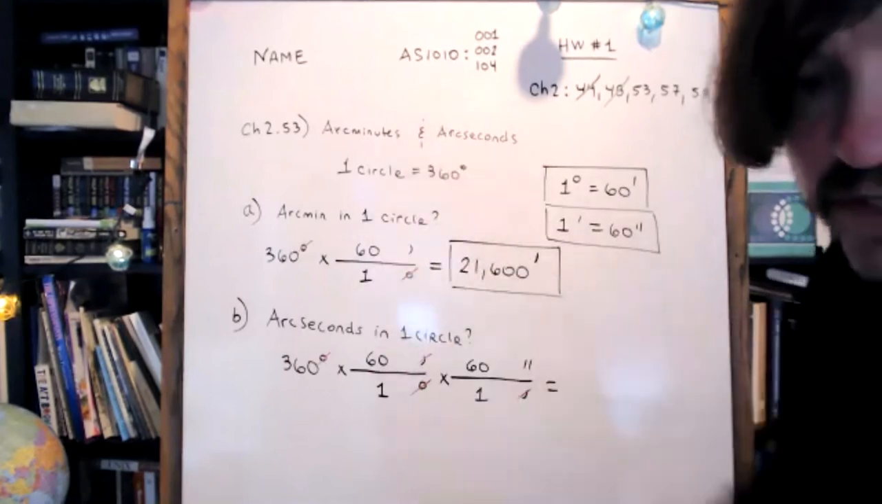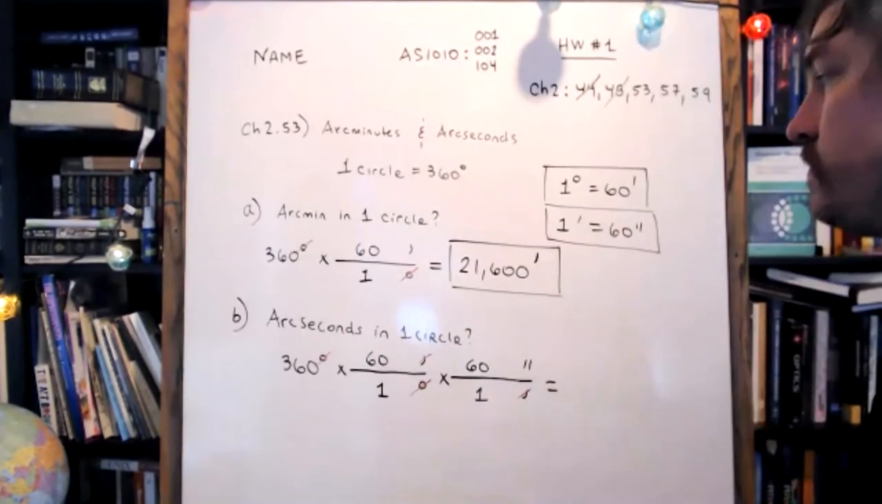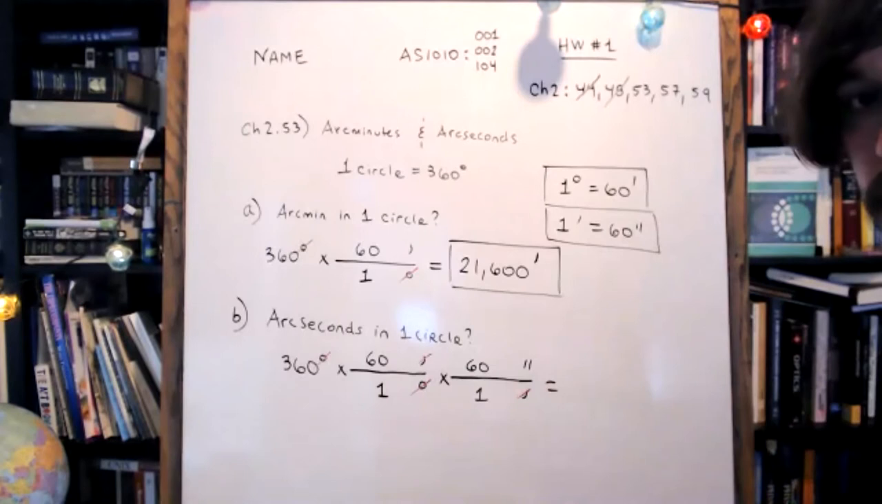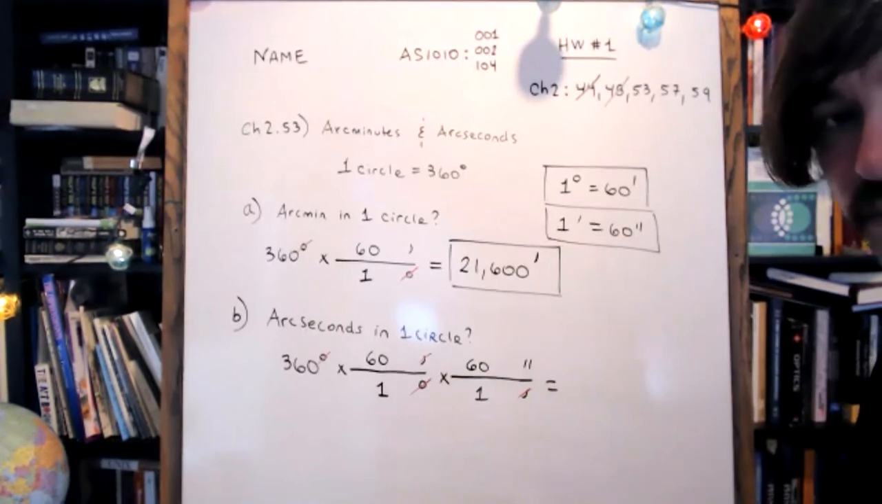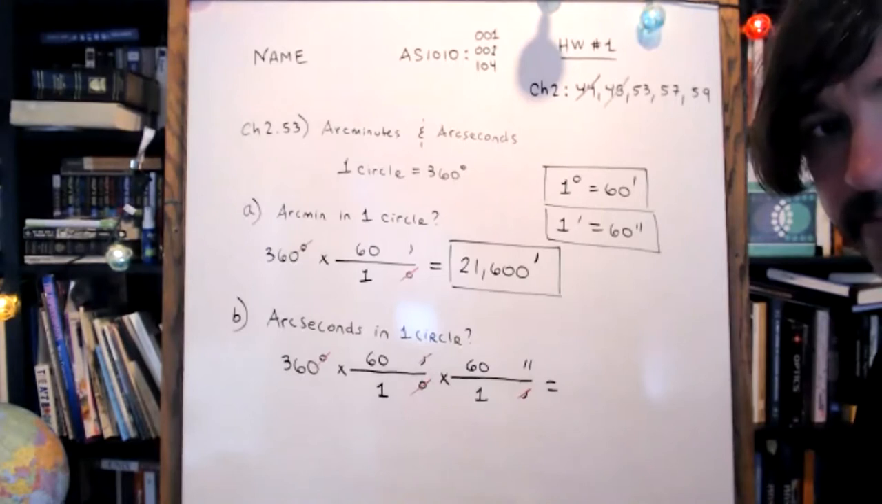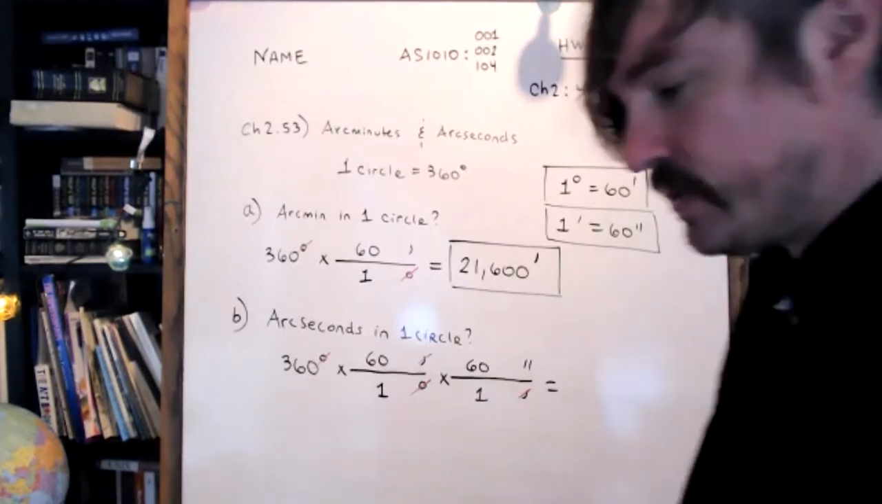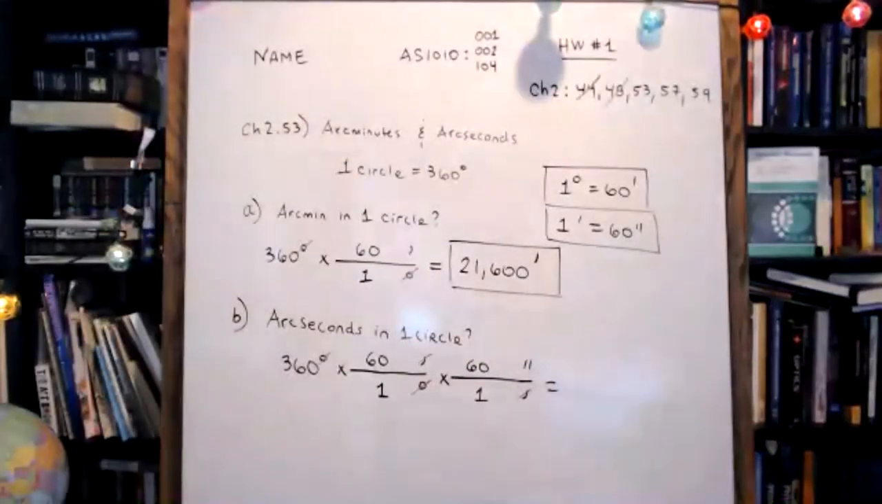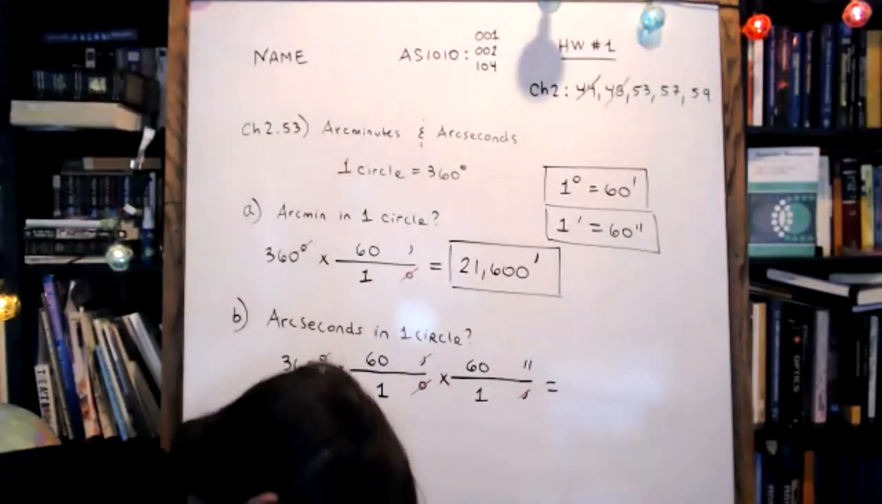Anyone who gets it, feel free to just shout it out. 1,296,000. Okay. And Zach, I believe we've got a rule about numbers bigger than 1 million, right? Yeah, the scientific notation rule. All right. So tell me what to write.